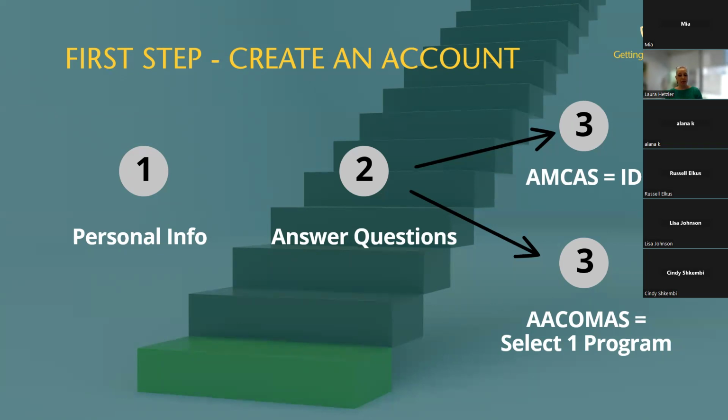the AMCAS application will ask you at this point to include your AMCAS ID. So I want you to make sure you've got that information with you when you start the process. And AACOMAS actually has you start with selecting a program. So it doesn't really matter for the purposes of getting the process rolling what program you select. Many of our students will start by selecting Michigan State's College of Osteopathic Medicine. But this is the very basic things that you're going to have to do to create an account before you move on.